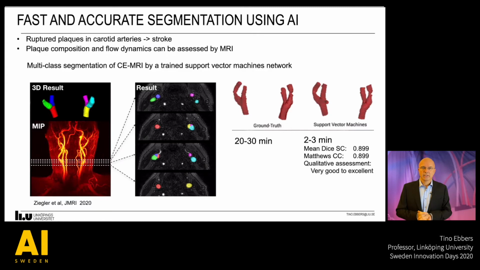So MRI is a good technique to investigate this. But we need to have a nice segmentation of the vessels to be able to study the wall and to study the blood flow. If you do this manually, that takes 20 to 30 minutes because they're pretty complex, as you see on this image. But using AI, we can do this in 2 to 3 minutes, and it's completely automatic. So in this case, we got a multi-class segmentation, so we get different parts of the vessels separately, and we used a trained support vector machine network.